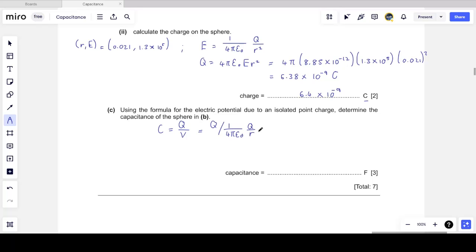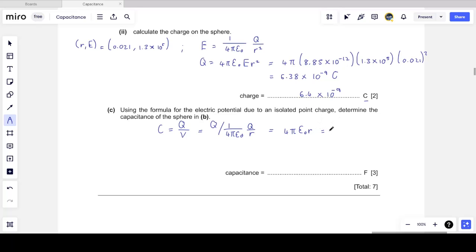This is the equation for electric potential. Again, this is something you can find on your formula sheet. If you look closely, you see that the Q's disappear, and all I'm left with is a nice equation for capacitance, which is 4 pi epsilon naught times R. So if I want the capacitance of the sphere, I must evaluate this expression where R is the radius of the sphere, because the capacitance is on the surface of the sphere.